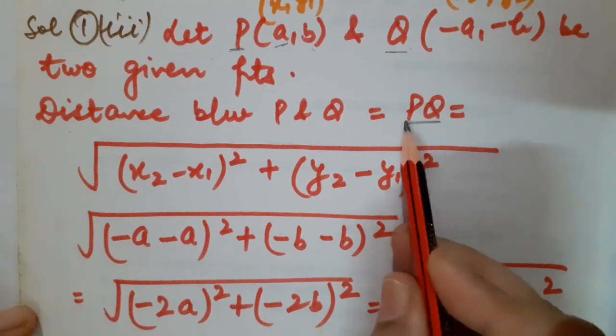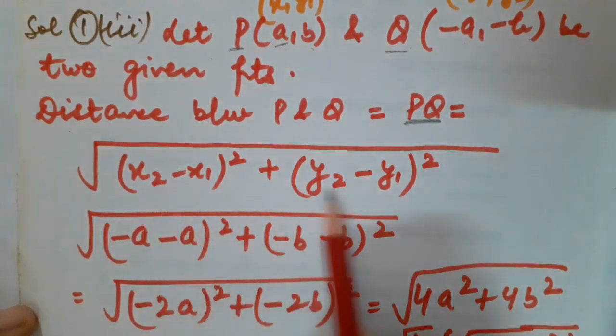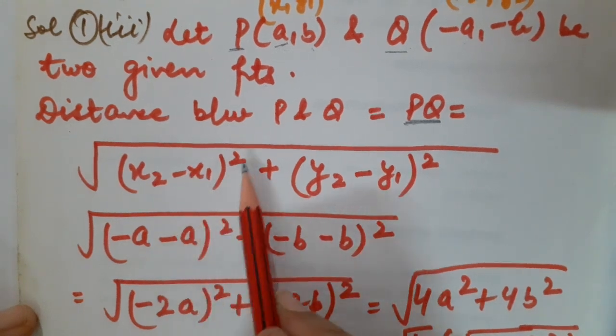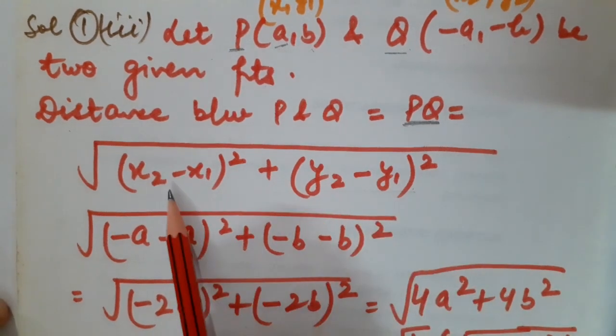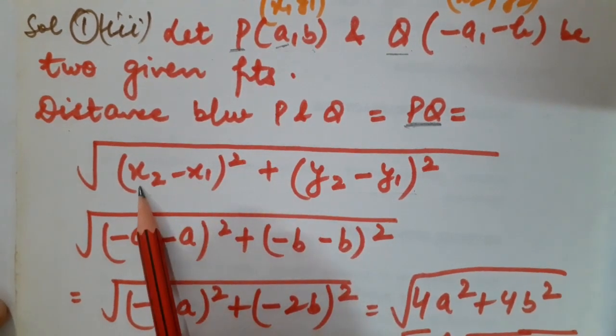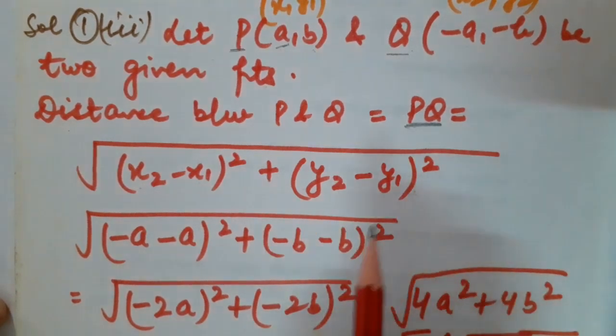Fine. Now I am going to calculate the distance between these 2 points whose name I have given PQ. So how do we write the distance? We write it like PQ is equal to, now formula, root of x2 minus x1 whole square plus y2 minus y1 whole square. That depends on you. Either you can write like this or you can write like this also, x1 minus x2 whole square plus y1 minus y2 whole square. Fine, students.